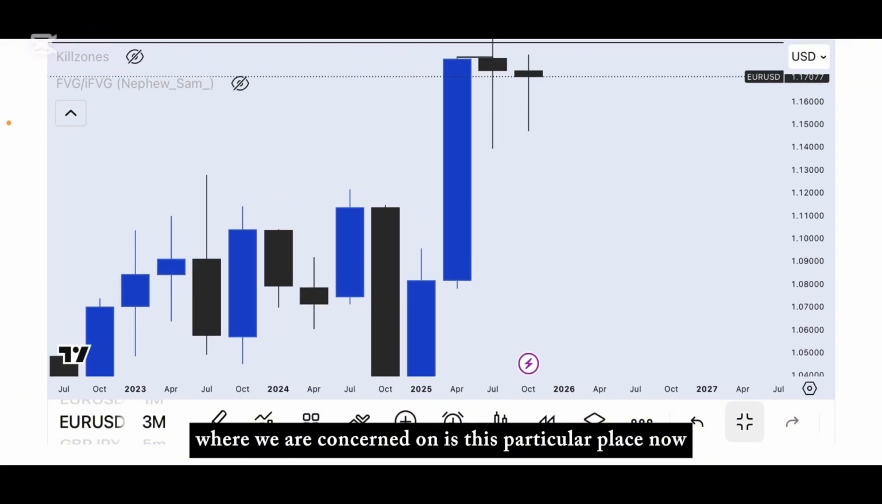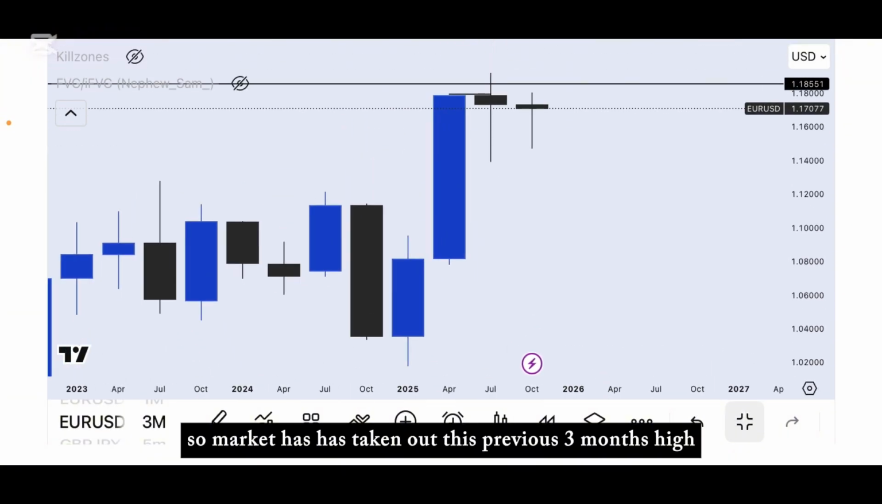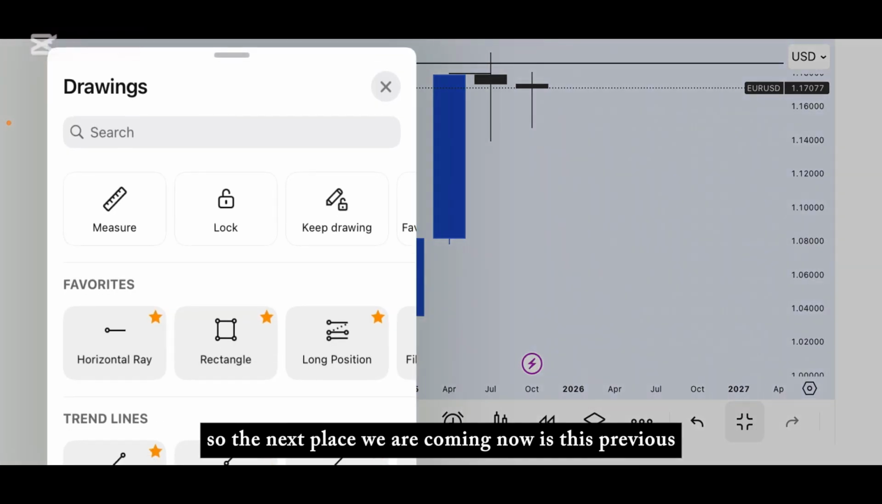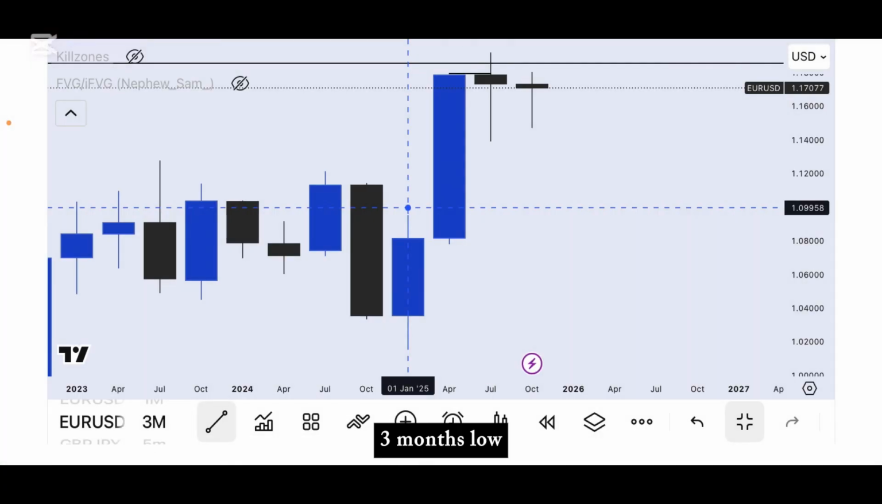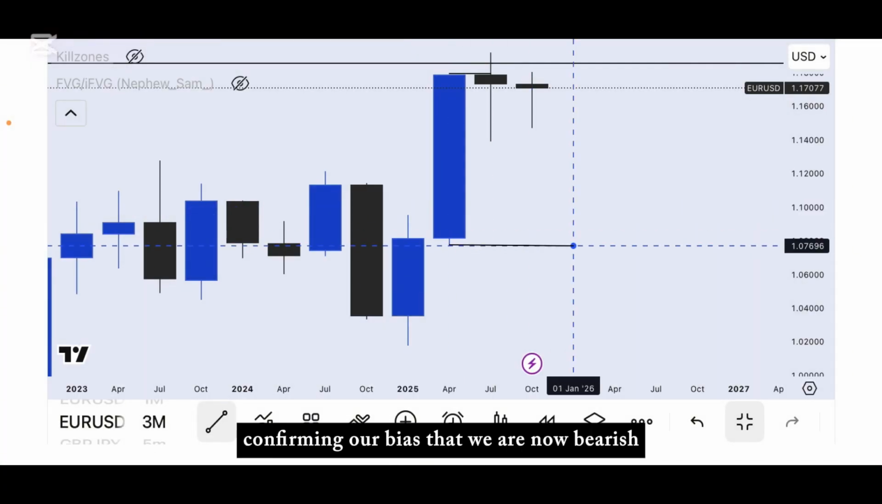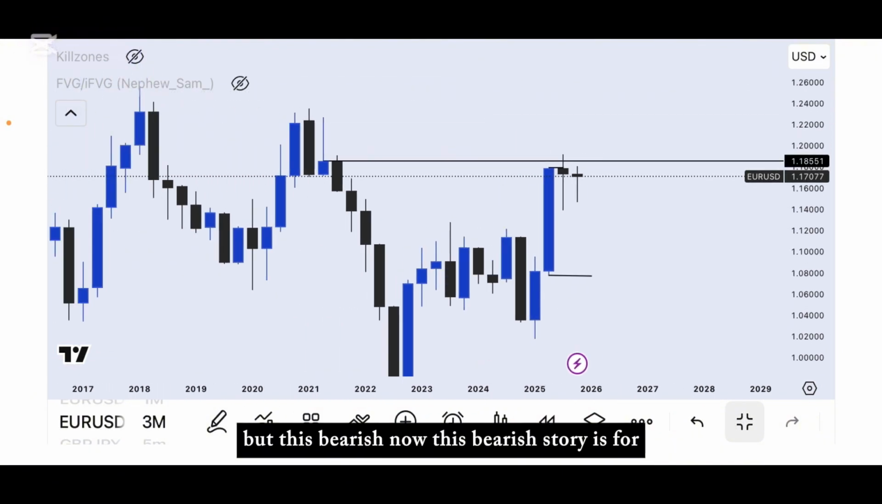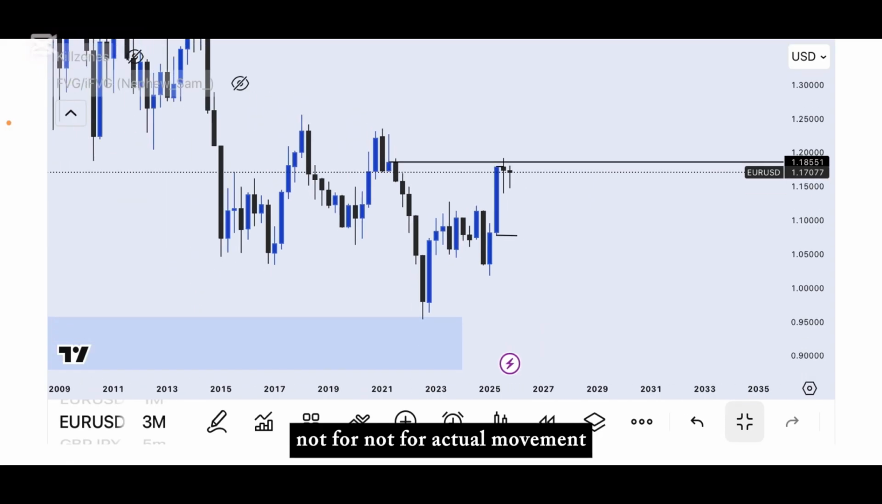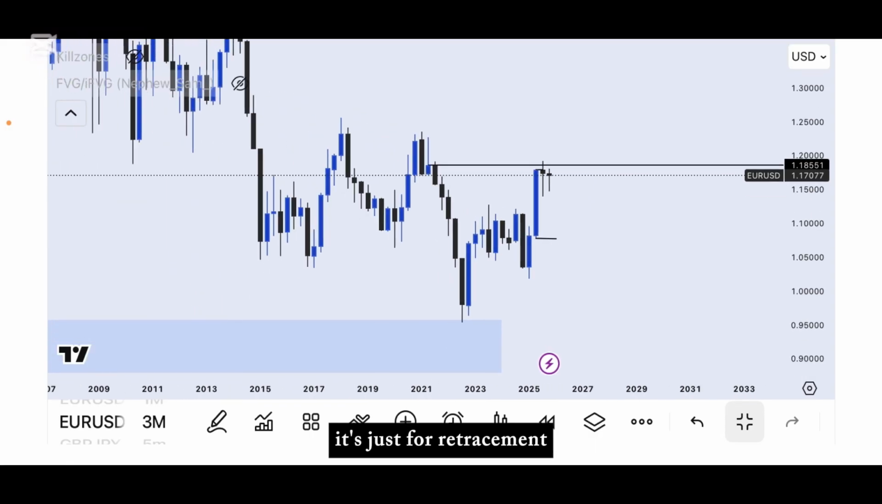Where we are concerned is this particular place now. So the market has taken out this previous 3 months high. The next place we are coming to is this previous 3 months low, confirming our bias that we are now bearish. But this bearish story is just for retracement, not for actual movement. So this actual bias now is just for retracement.